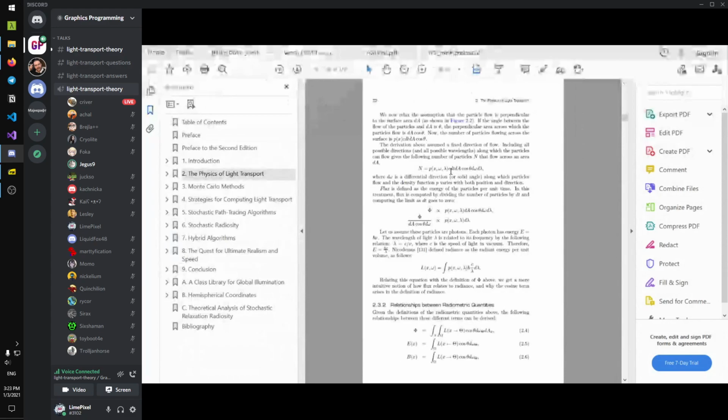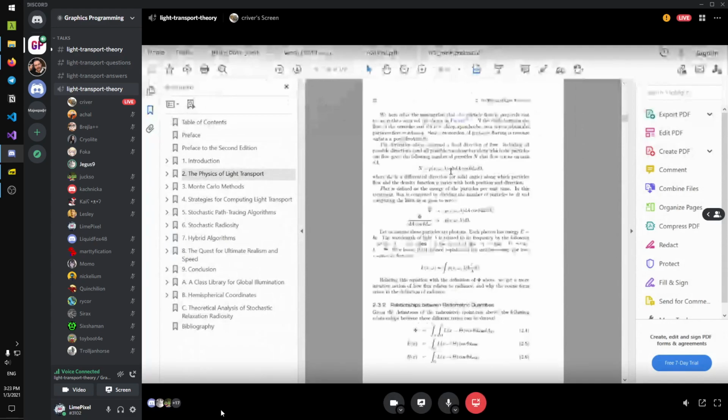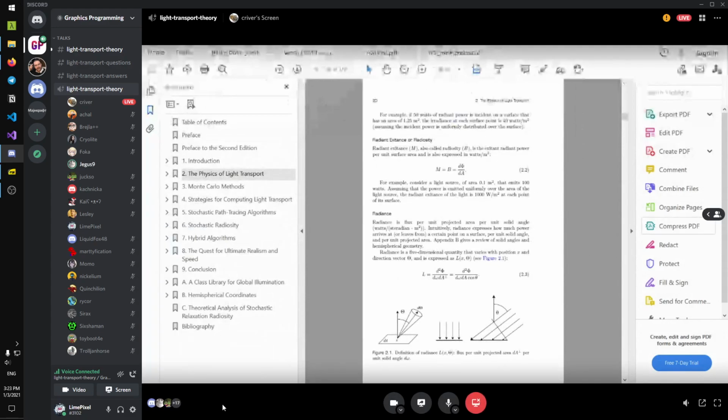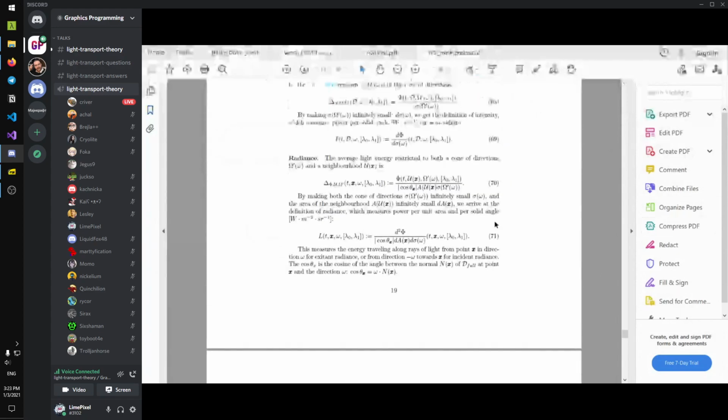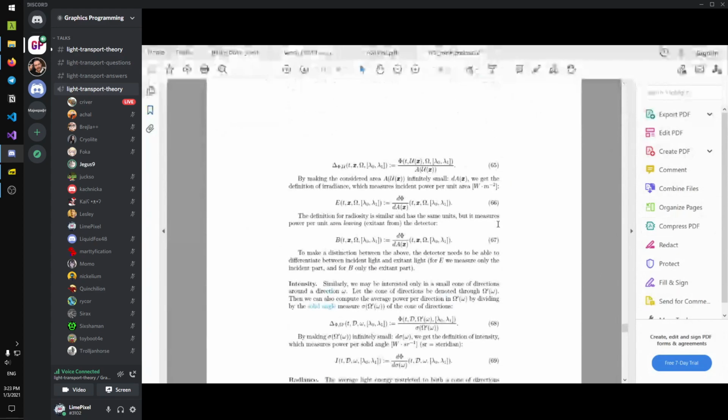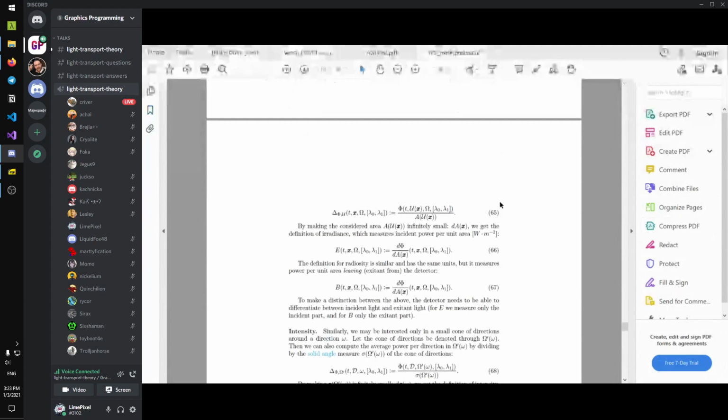So yeah, I find that the definition of intensity is pretty similar to the definition of radiance. The difference, I think, is that in the definition of intensity, you consider the whole set of points, and you just consider one point in the definition. Is that correct?